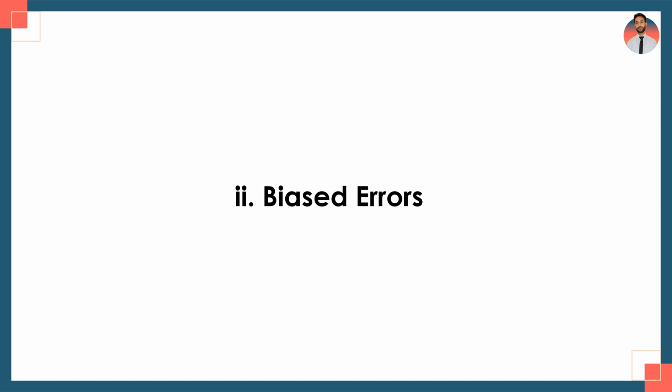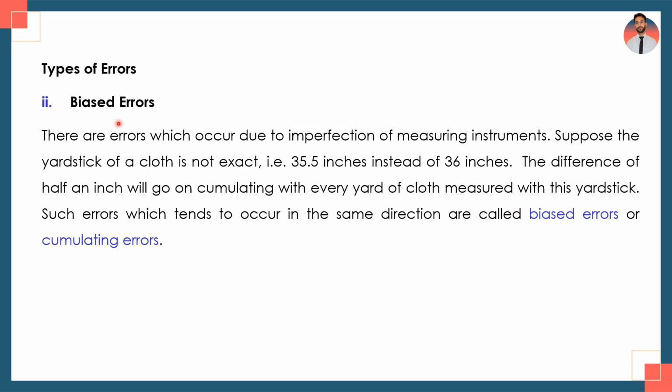Now I will discuss the second type of error, that is biased error. In the second type, biased errors, there are errors which occur due to imperfection of measurement instrument. Suppose the yardstick of a cloth is not exact, that is 35.5 inches instead of 36 inches. The difference of half an inch will go on accumulating with every yard of cloth measured with this yardstick. Here students, yardstick is not exact, that is 35.5 inches due to imperfect measuring instrument.